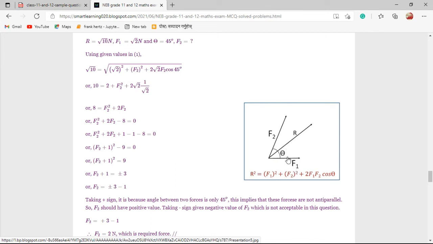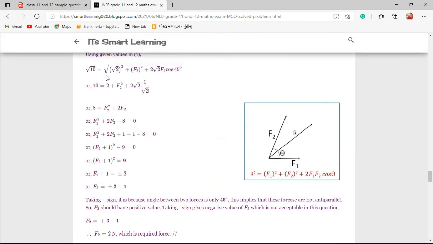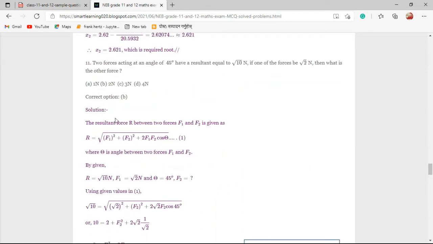Remember this one also. And this is the formula. I used all the values and found F2 is 2 Newton. All the reasons are given here. You can simply read from here. So with this solution, your correct option is B, that is 2 Newton. Required force is 2 Newton.